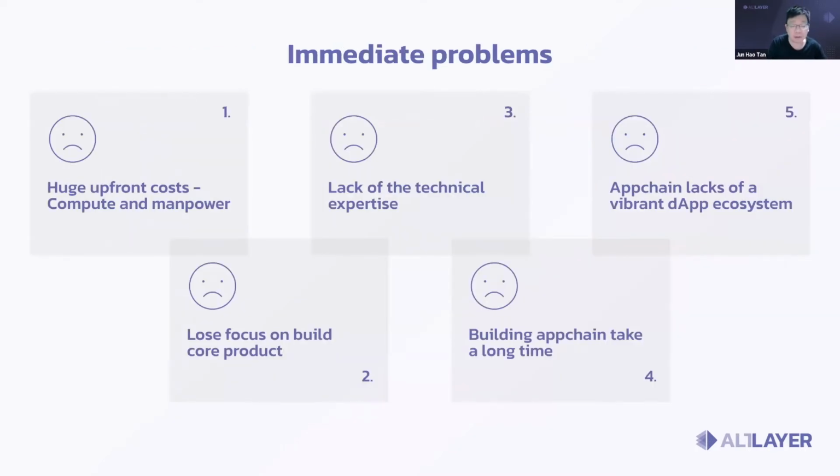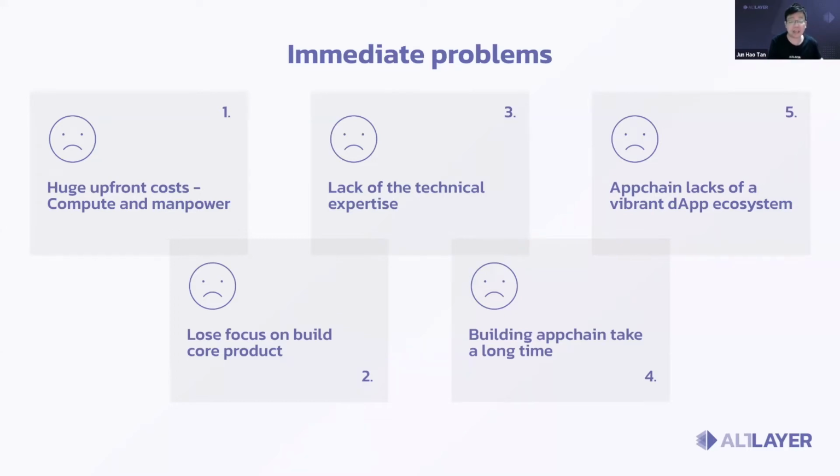So some of the immediate problems with building your own app chain is that the upfront cost is very high. Computation cost is high because you need to do testing, you need to launch your own chain, build your own cloud infrastructure, and all this comes at a high build cost. And also in terms of manpower cost, you need to start hiring manpower that has the technical expertise, and that doesn't come cheap also. And you lose focus on building your core products, and you end up focusing on building a chain instead of your product. And you may not have the technical expertise. Appchains take a long time.